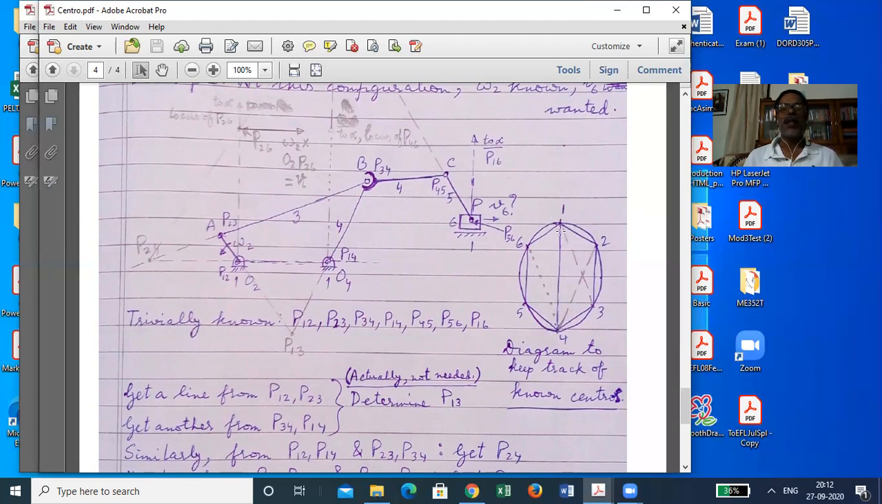Similarly, from this side, the 1, 4, 5, 6 loop. P14 you know, P34 you know. Okay, no, that is not helping. P14 you know, P45 you know. What am I trying to determine? Oh, I am trying to determine 4, 6, right? So I need P14, P16. Yes. So P14 is here, and P16 is in this line at an infinite distance.